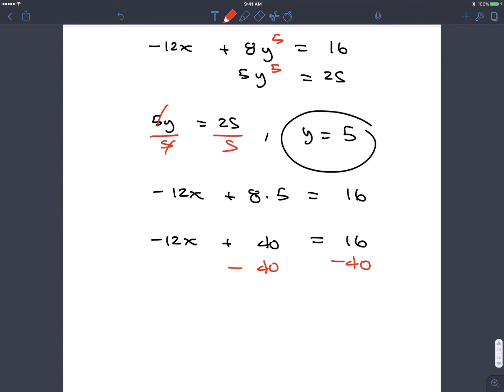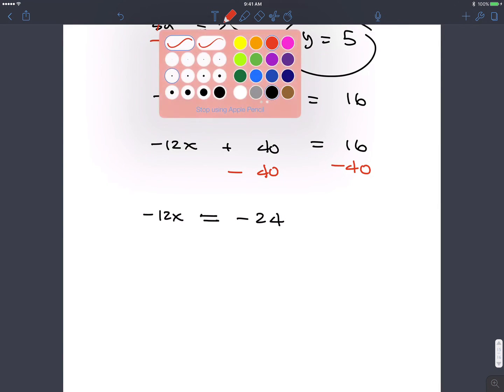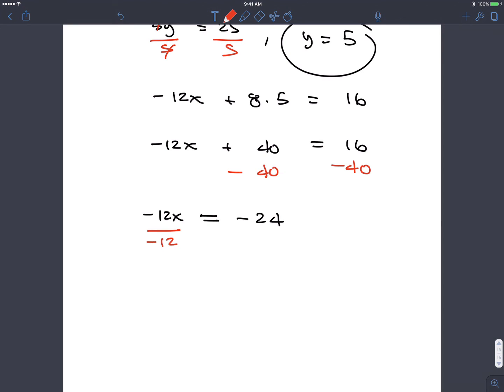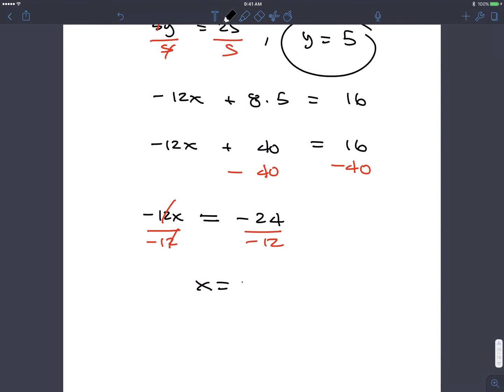Subtract 40 from both sides. You get negative 12x is 16 minus 40, which is negative 24. Divide both sides by negative 12. We'll get x equal to positive 2.